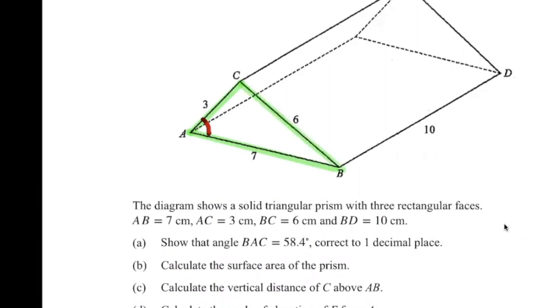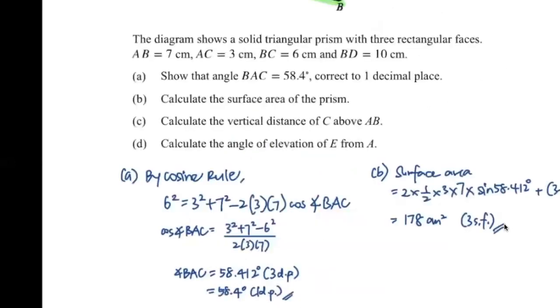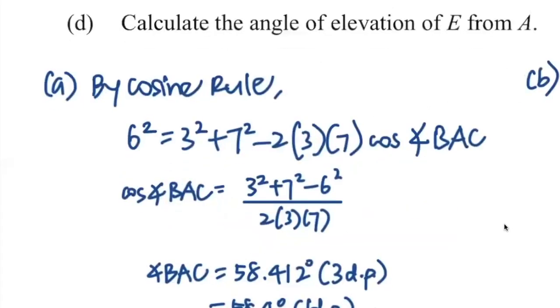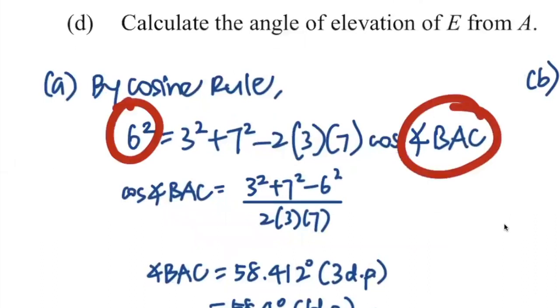Ask yourself what you have in this triangle. So this triangle, you have 3 sides and you want to find the one angle. So 3 sides, 1 angle, you think of cosine rule. Okay, so for cosine rule, when you apply, just make sure that the side and the angle are opposite each other in the cosine rule. Okay, and then after that, you just need to remember how to rearrange to find the angle BAC, and you will see that it's 58.4 degrees.